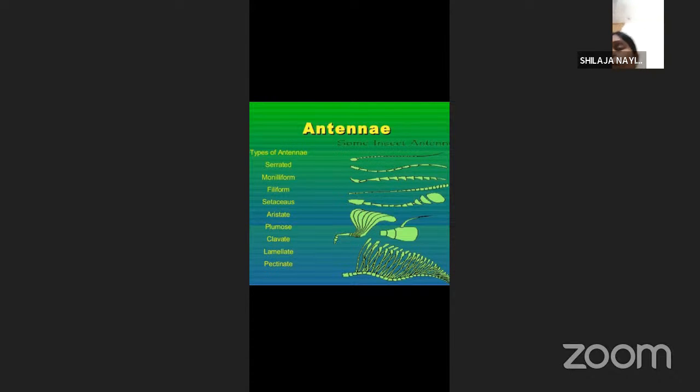Next type of antenna is lamellate. We already discussed the dung rollers having a digging type of legs. So they also have the lamellate type of antenna. So one insect is given as an example. And when we ask you to identify, suppose it's this, what is this? Dung roller. Dung roller having a digging type of legs.